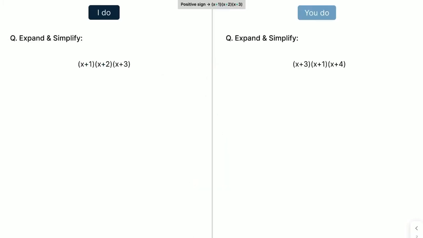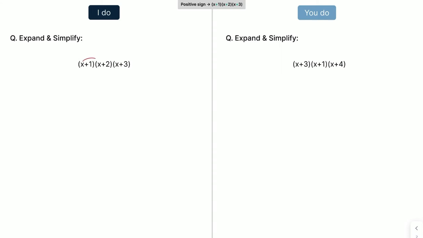The way my slides work, I'm going to go through the example on the left, which is I do. You're then going to press pause and have a go at the example on the right, which is you do. And the type of example we're covering will normally be at the top here. So in this case, we are looking at just positive signs. So we're going to expand this from left to right.